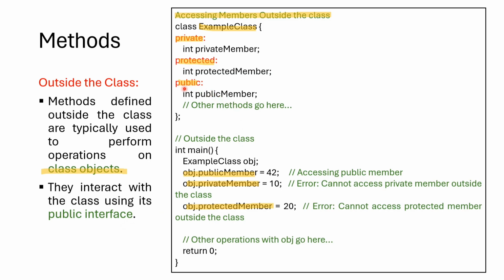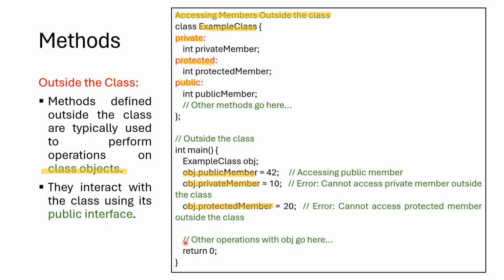so the public access specifier gives access to the whole program. So the outside-the-class function can easily access the data from object.public_member, but this is not the case for object.private_member and object.protected_member. If you try to access those data, it will give us an error: cannot access the private member outside the class.